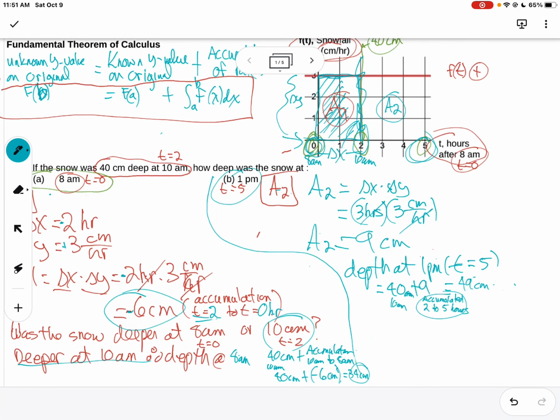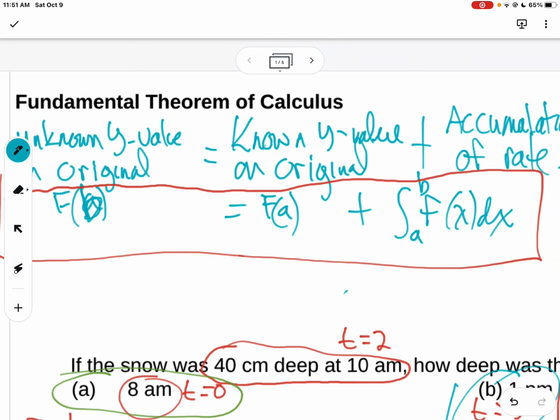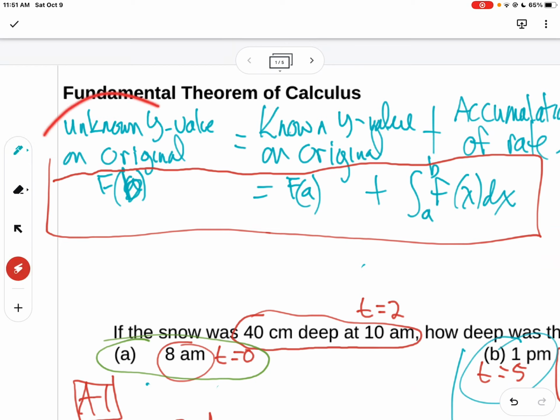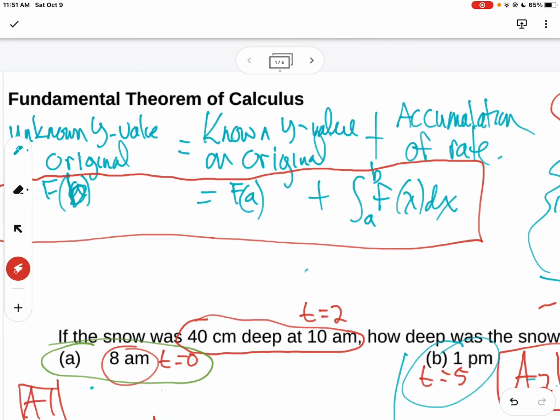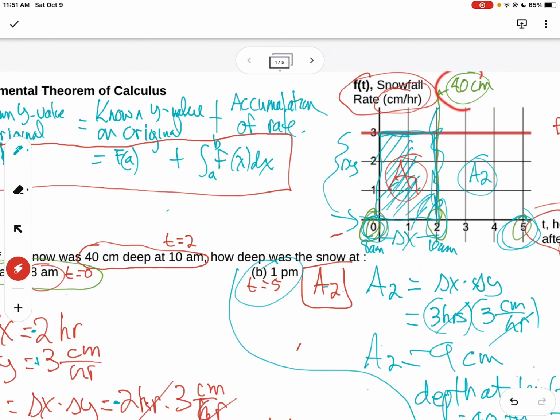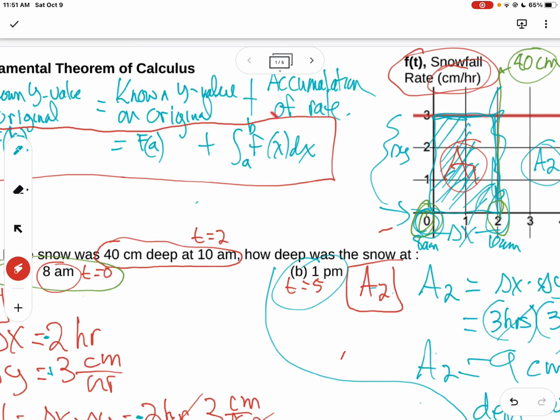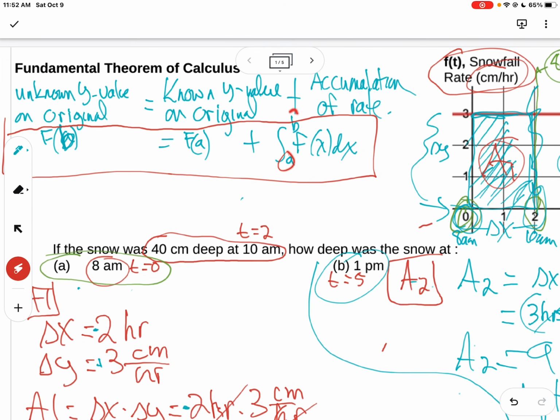Okay, so that's looking at it intuitively. It's basically just an initial value for the original function plus the accumulation. You can see that right here, right? We were trying to figure out an unknown y value on the original, which is, for example, the depth after 5 hours. We have to know a y value on the original. We did, 40 centimeters. And I know that's on the original function, not on the rate, because it's being measured in centimeters, not centimeters per hour. So 40 centimeters is not a rate. Okay, so that's the known value. And then I accumulate all the way from x equals a to x equals b.